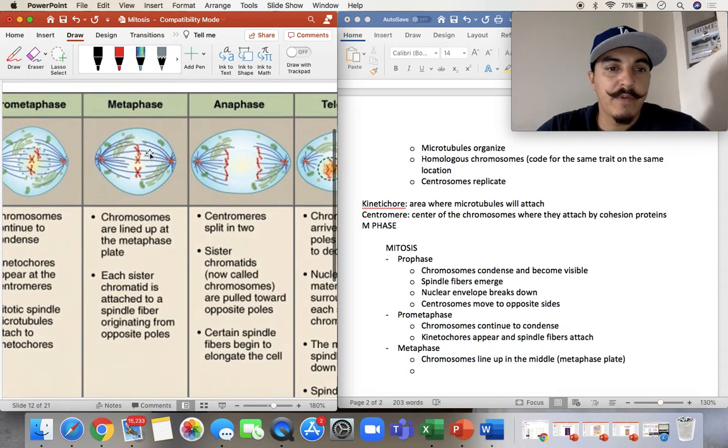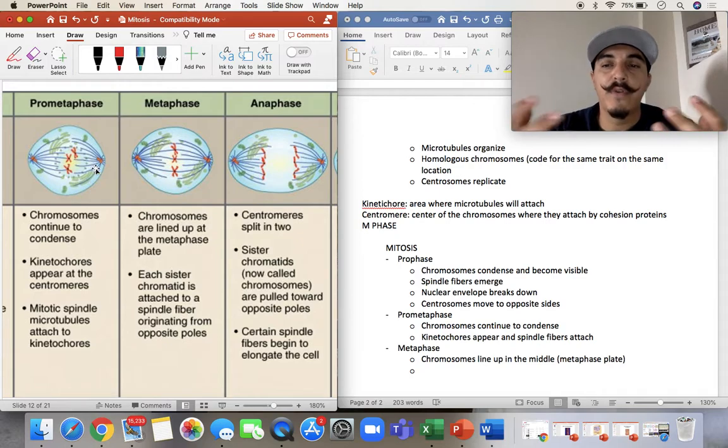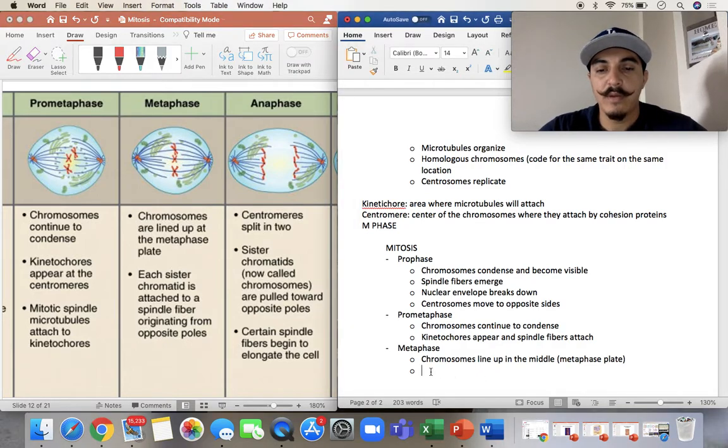See how some spindle fibers are getting in there? Actually, over here, see how some are attaching to one side, some to the other? They're not fully attached. So now in metaphase, every single spindle fiber is attached to its own sister chromatid. So this one is kind of an incomplete attachment, and this one is completely attached in the middle already, ready to pull apart. Then we have anaphase.